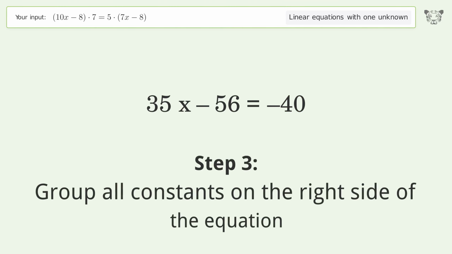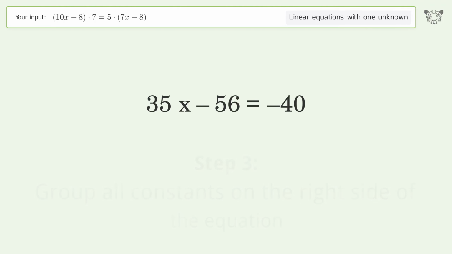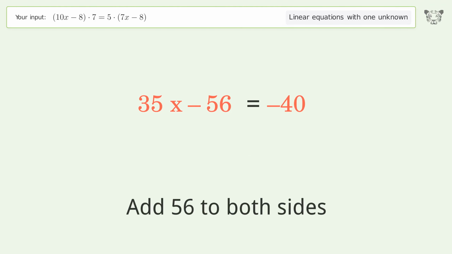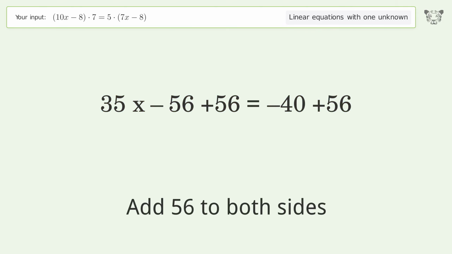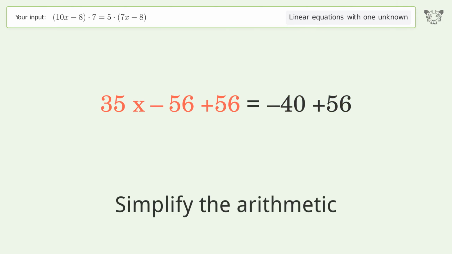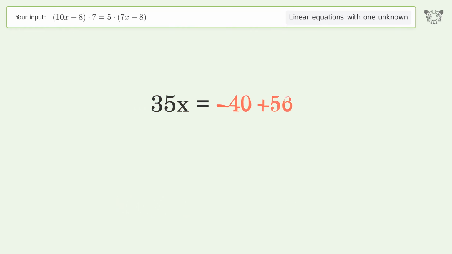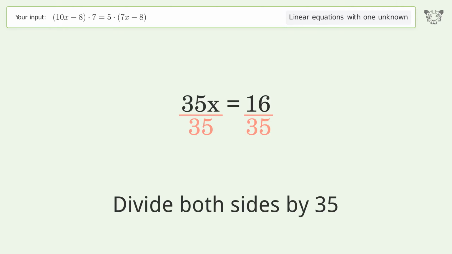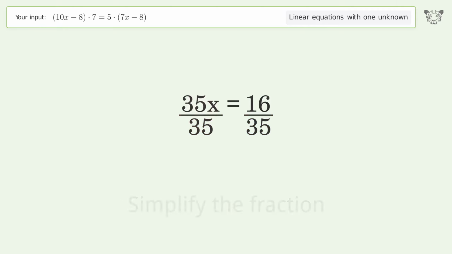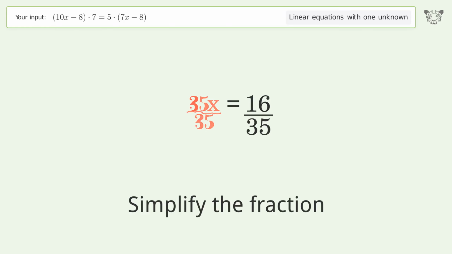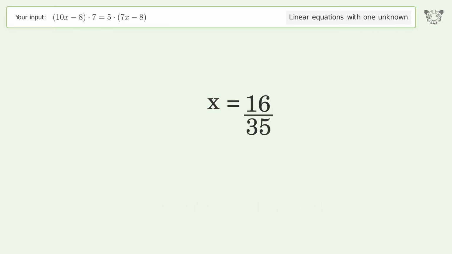Group all constants on the right side of the equation. Add 56 to both sides. Simplify the arithmetic. Isolate the x. Divide both sides by 35. Simplify the fraction. And so the final result is x equals 16 over 35.